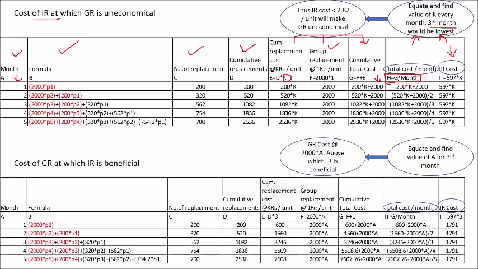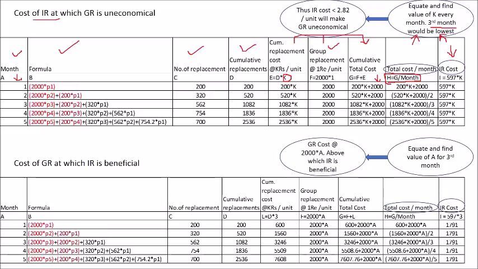Okay, group replacement will be uneconomical. So the answer to question A was that group replacement is beneficial. Question B is: at what cost of individual replacement will it be beneficial? So when the cost of individual replacement goes below 2.82, individual replacement will be beneficial. So guys, we are going to question C.